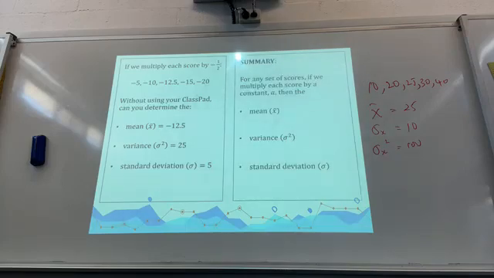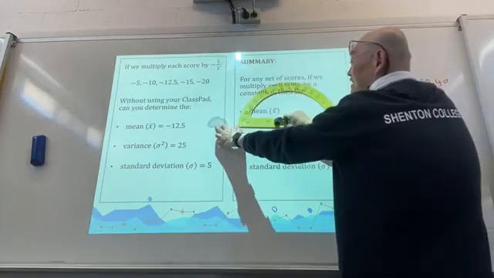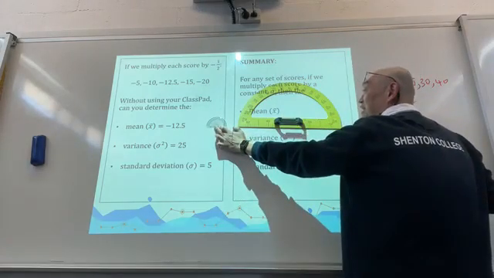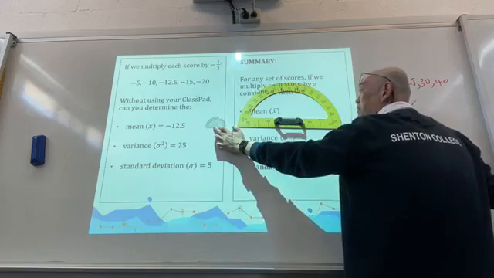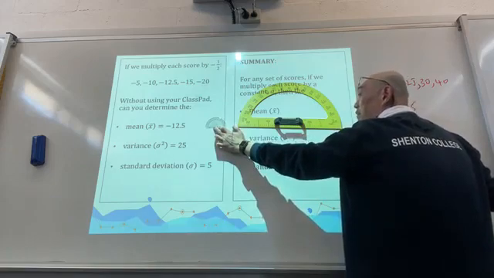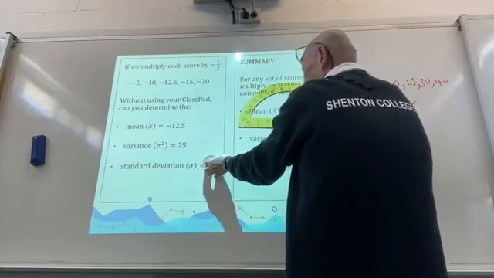Can you do a summary? If you multiply each score in a set of scores by a constant A, then what happened to the mean? What happened to the variance? What happened to the standard deviation? So if you have something like this, say this is a small distribution, you've enlarged it into the large distribution. What happened to the mean, what happened to the spread, and what happened to the standard deviation?